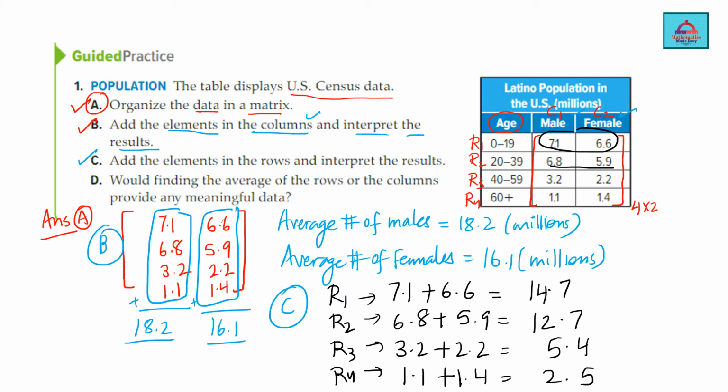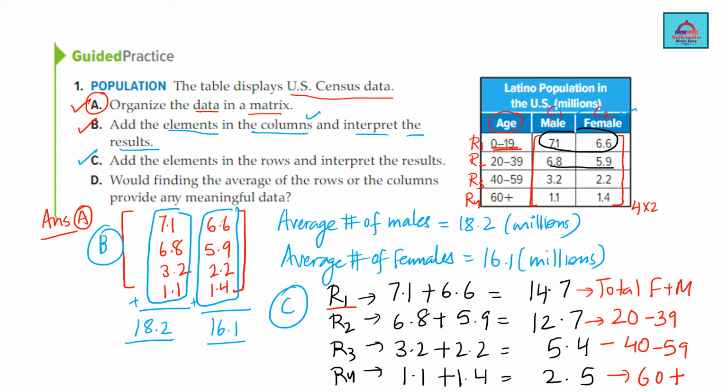Now let's interpret. So R1, when you add, what is it representing? It is representing the total male plus female population, right? And within the age group of this. So this is the total female plus male population, and it is referring to this specific group, 0 to 19. Similarly, this is representing the total males and females in the age groups 20 to 39, 40 to 59, and 60 plus.